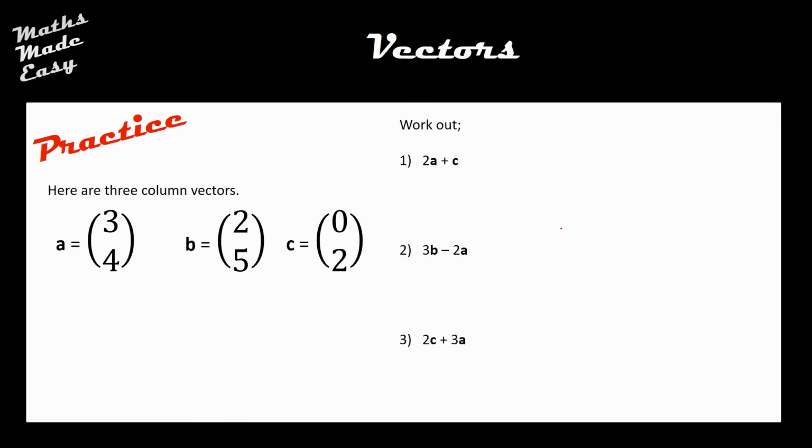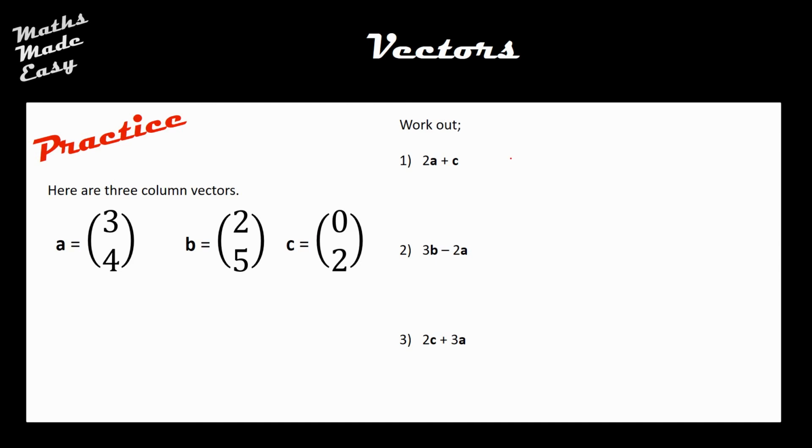Here are 3 examples for you to have a go at yourself. The only reason I've given 3 here is just to give you a bit of variation between using column vectors with zeros and adding and subtracting them. Pause the video here, hit play when you're ready for some answers. Okay, let's have a look at this one then.